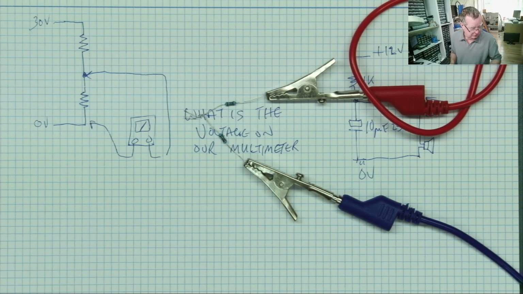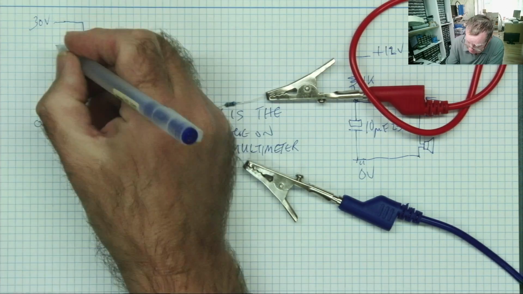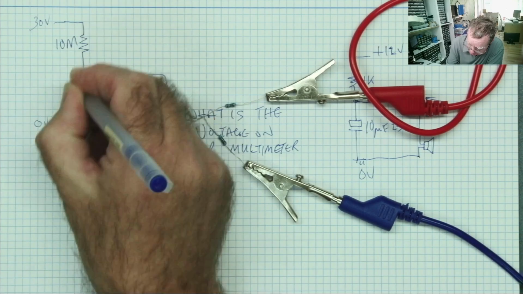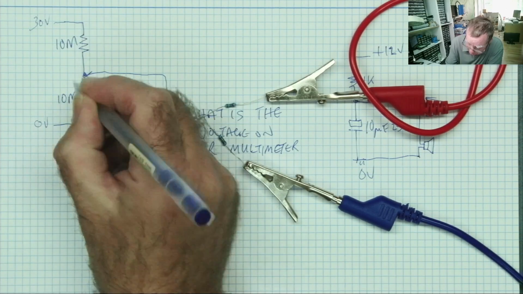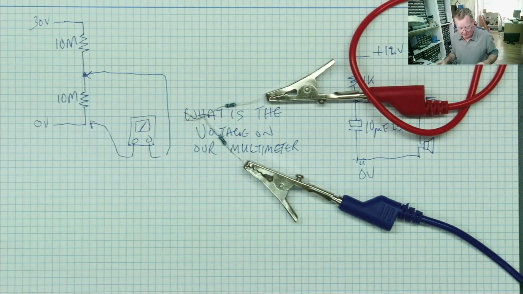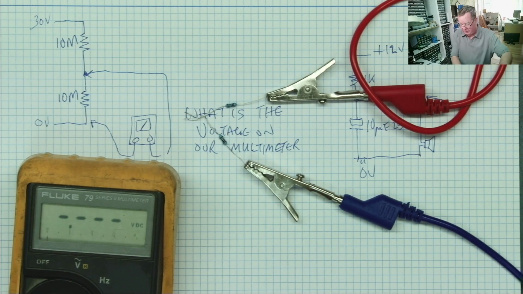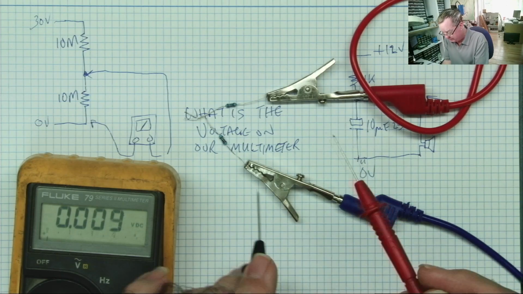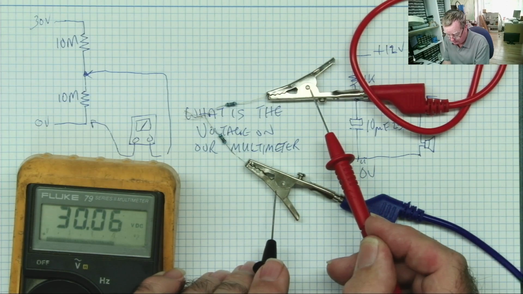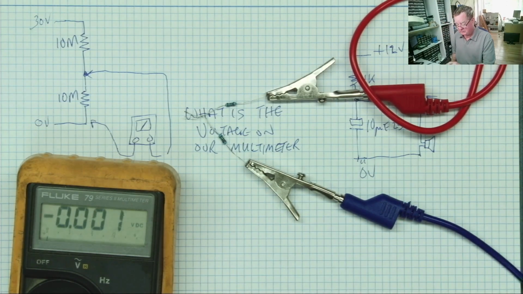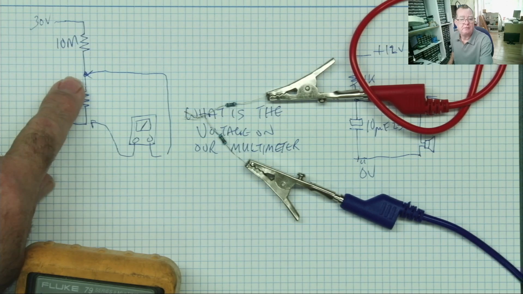So the first one, if you have long memories from last year, we made a circuit with two resistors in series. They were both 10 mega ohms. I put 30 volts across the resistors. Yeah, they were 30 of last year's volts. We'll have 30 of this year's volts now. There we are, 30 volts across the resistors. And the question was, what's the voltage here?